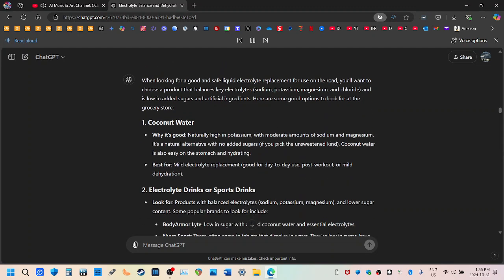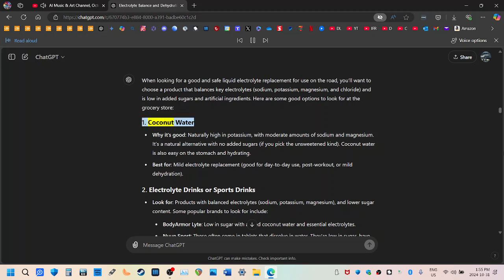When looking for a good and safe liquid electrolyte replacement for use on the road, you'll want to choose a product that balances key electrolytes, sodium, potassium, magnesium, and chloride, and is low in added sugars and artificial ingredients. Here are some good options to look for at the grocery store.